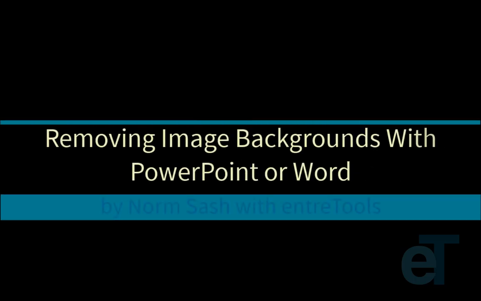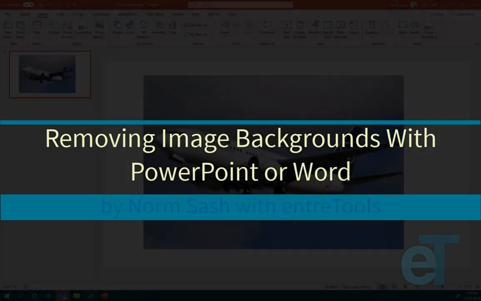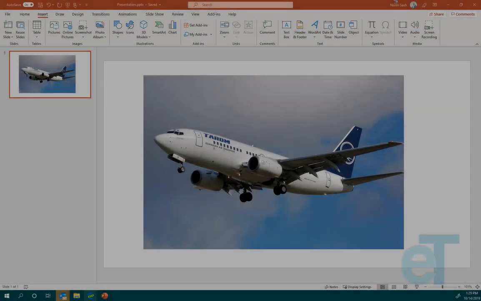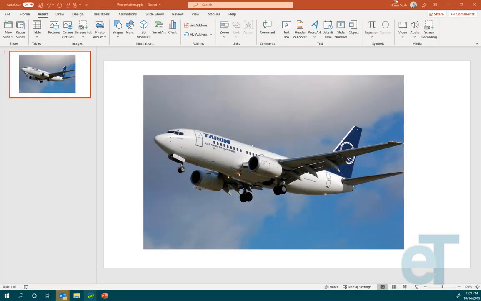Hey everyone, this is Norm with Onto Tools, and I just want to run through a quick demonstration of how you can remove backgrounds in images if you have Microsoft Office 2019 or later. Certainly it works with that. It might actually have the features in earlier versions of Office also, but since I don't have the earlier versions, I can't quite tell you that answer.